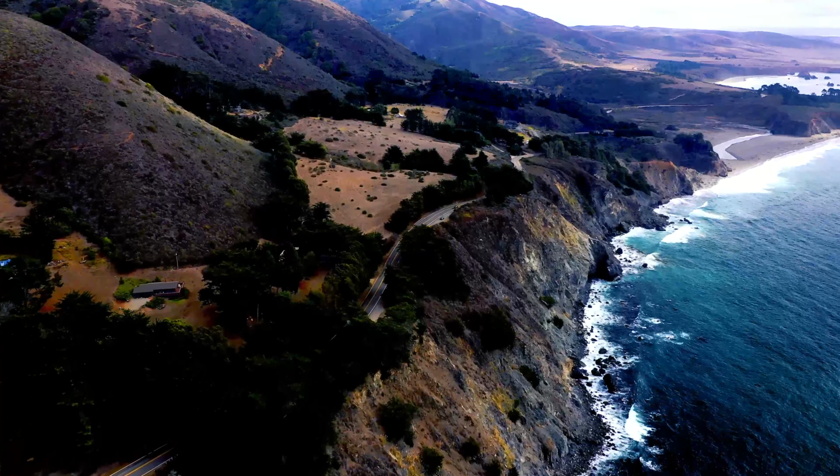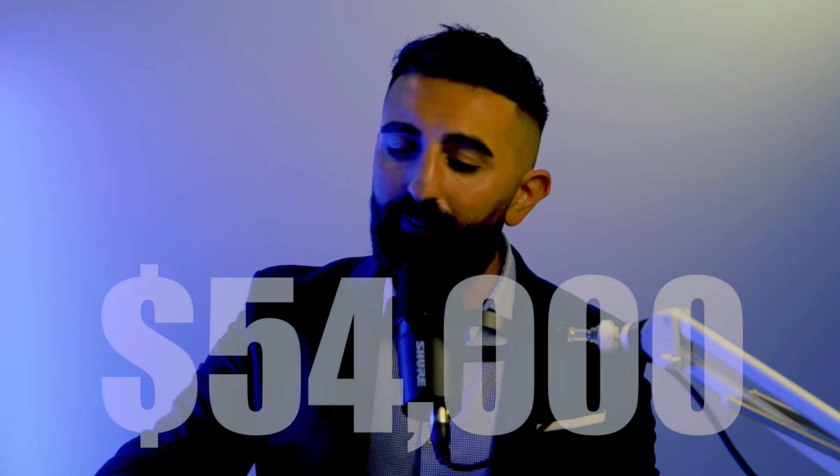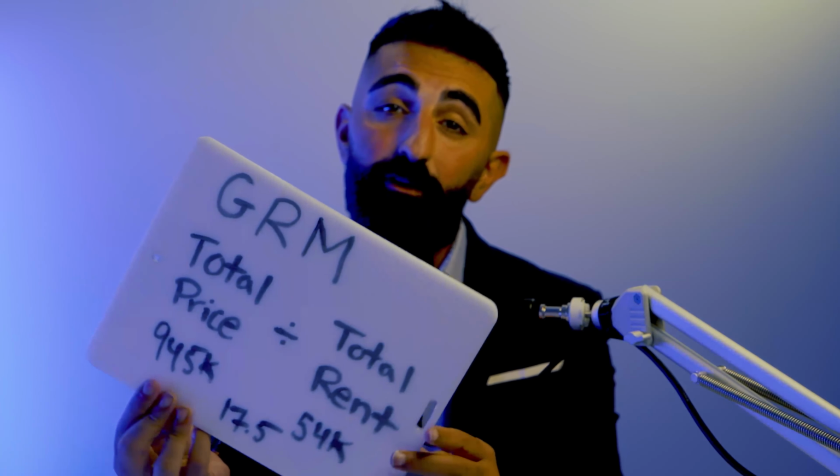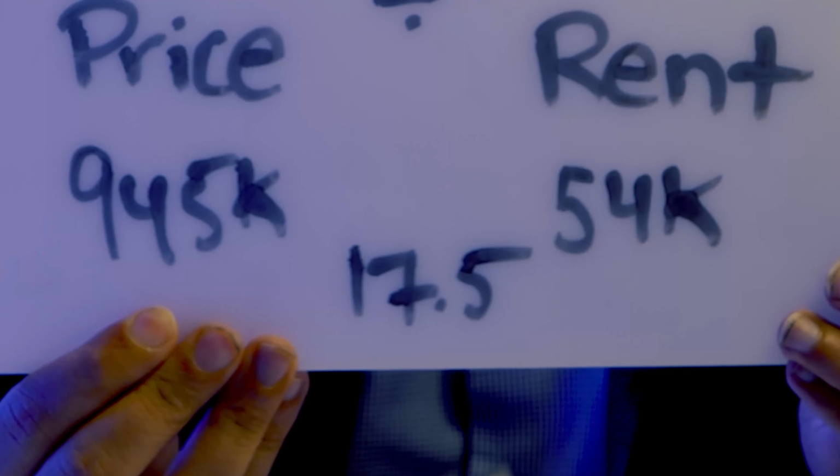So for example, say you're analyzing a market and find that fully updated 3-bedroom homes in Oceanside, California sell for an average price of $945,000. Those same 3 bedrooms bring in roughly $4,500 a month in rent on average, or $54,000 a year. If we divide $945,000 by $54,000 in rent, we get a GRM of 17.5.